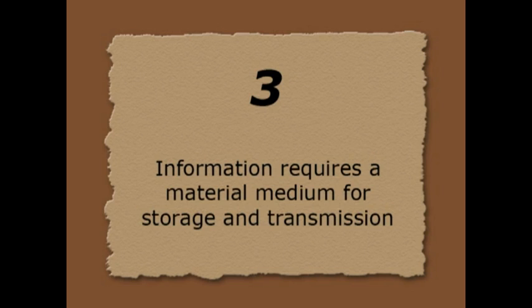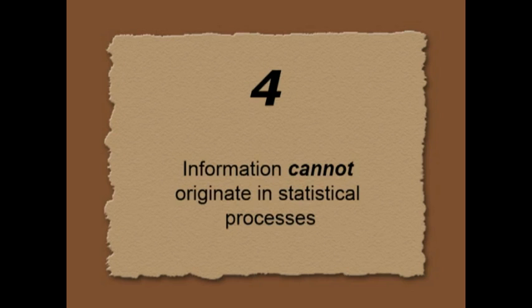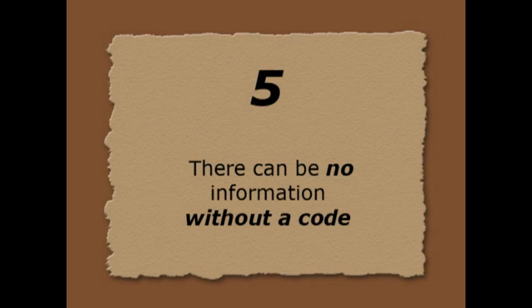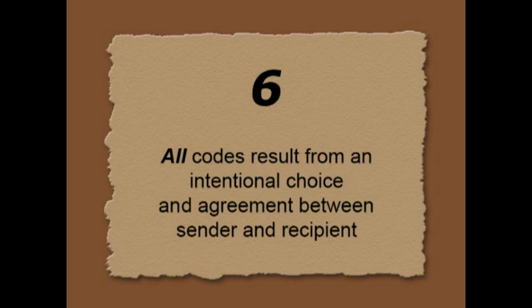The fourth one, information cannot originate in statistical processes. Number five, there can be no information without a code. We have seen it in the examples I showed to you. In all cases, there was a code system. Number six, all codes result from an intentional choice and agreement between sender and recipient.